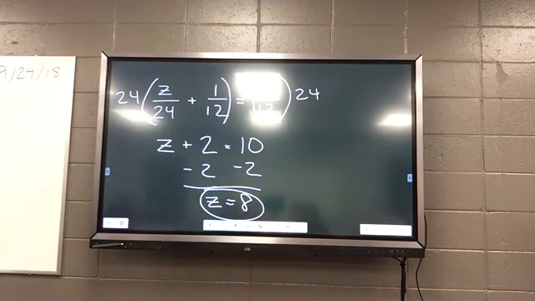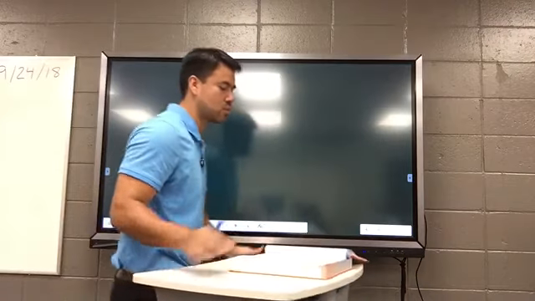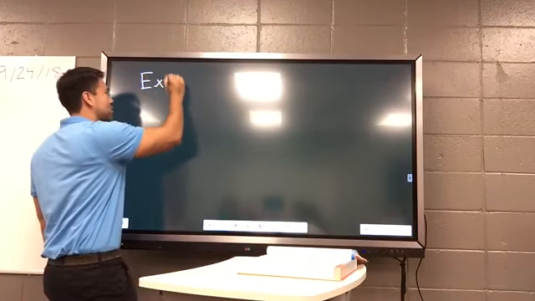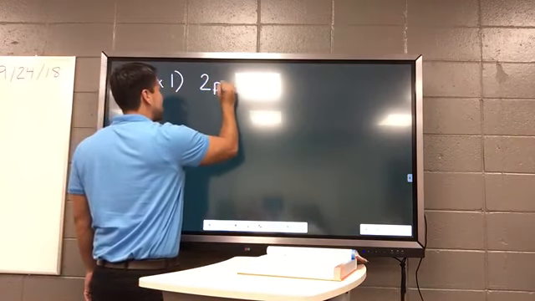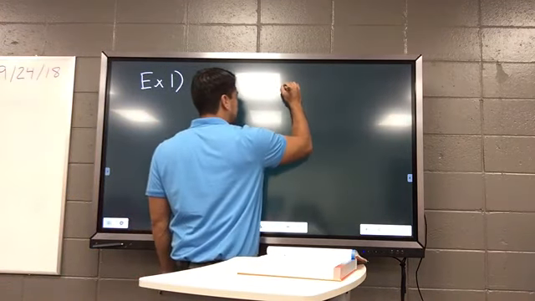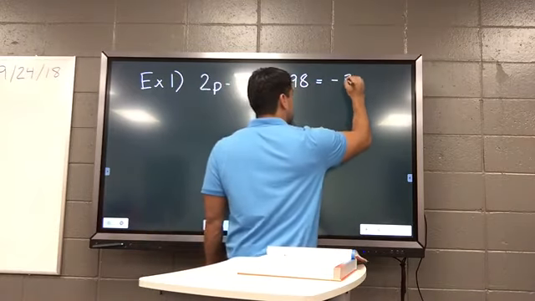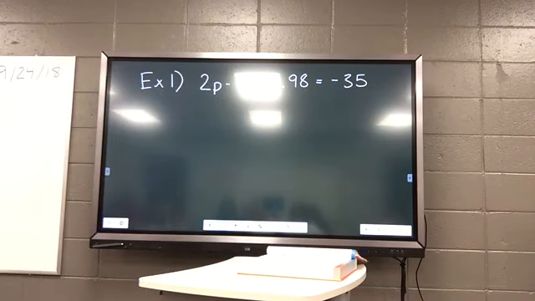All right, let's do another problem here. This one's a little different, not because it has fractions or decimals, although it does have a decimal. And this is actually called example 1 for some reason, after our 4th time. 2p minus 7p minus 1 and 98 hundredths equals negative 35. Okay, so just a little bit more going on. And you notice my variable p is not in one spot. It's actually in 2 spots.